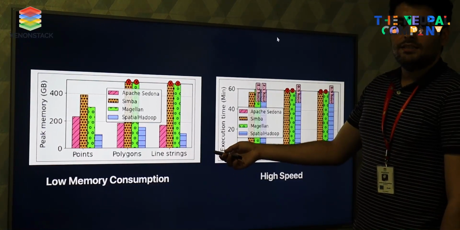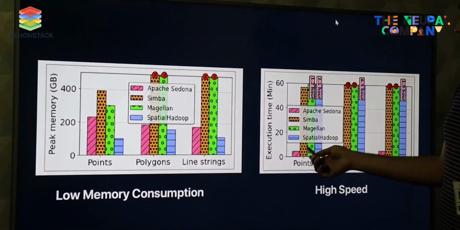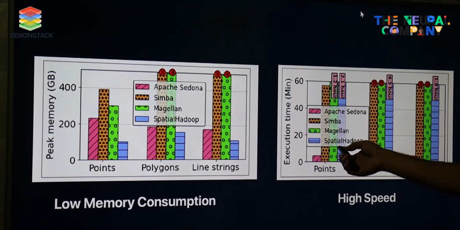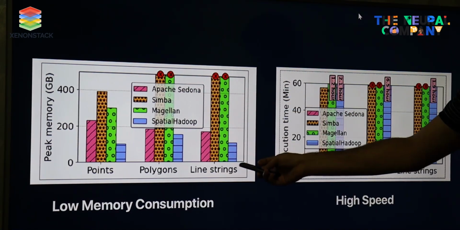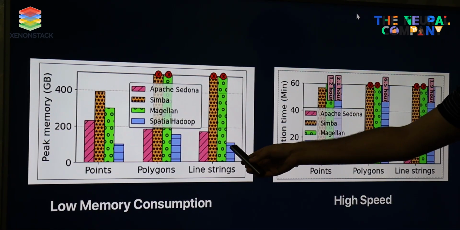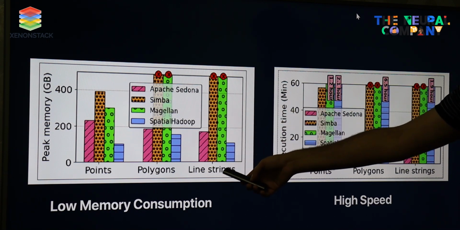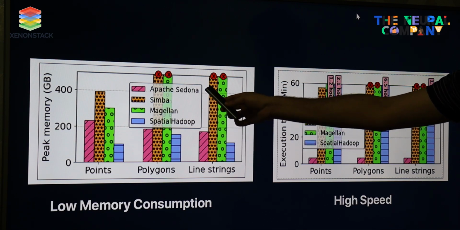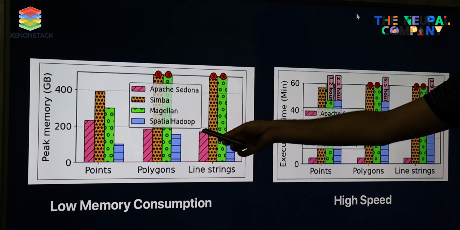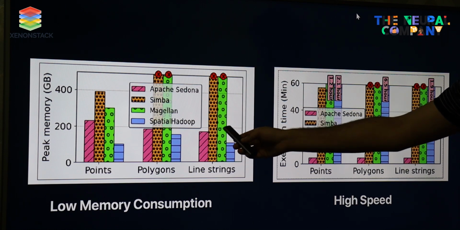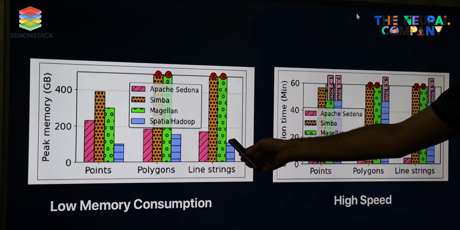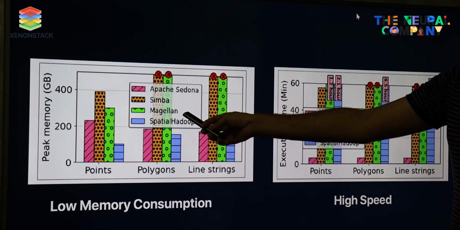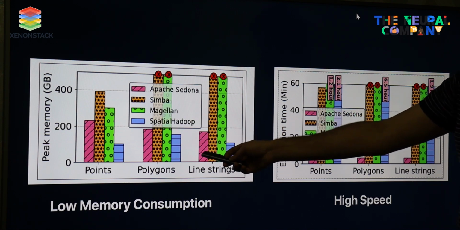Here we can see several benchmarkings and other processing engines that provide geospatial processing on top of Spark and Hadoop. We can see in the first image that the peak memory consumption of Apache Sedona is relatively lower than other libraries such as Magellan and Spatial Hadoop. Since Hadoop operates on disk, that's why it consumes relatively less memory than Sedona. Otherwise, if we compare it with Simba and Magellan, we can see that Apache Sedona consumes less memory.